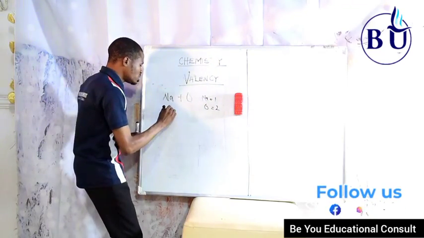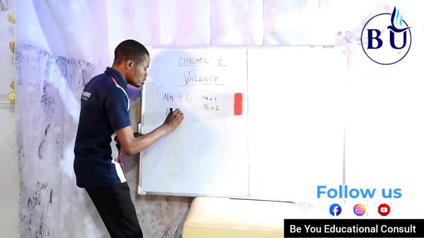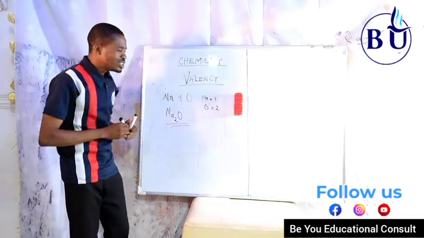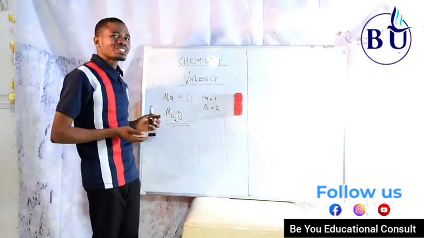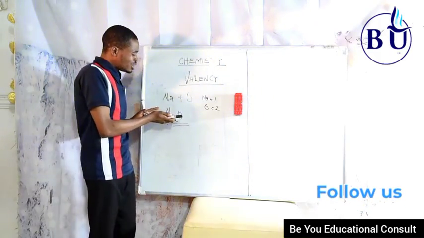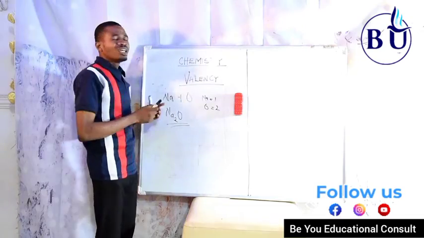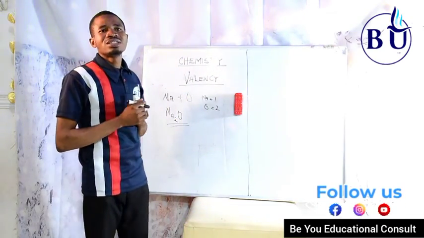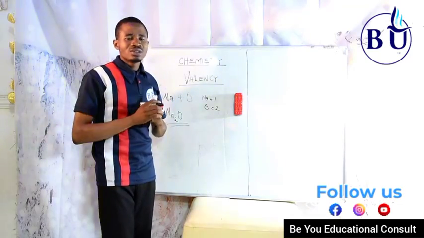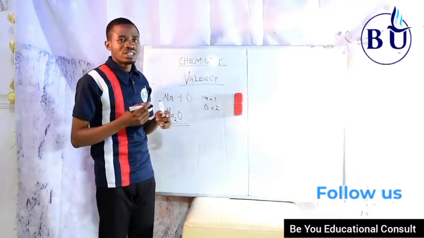So it becomes Na2O. Remember, this is sodium oxide. So it's sodium oxide, you know, but the combination, people think it's complicated, no, these two is simply the exchange of their valency. Don't forget, it's always whenever they exchange their valency that they combine together.